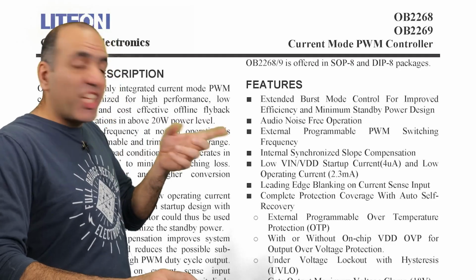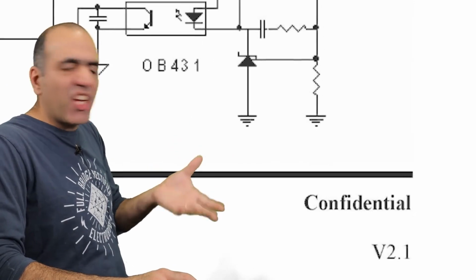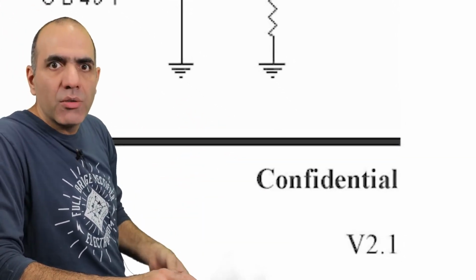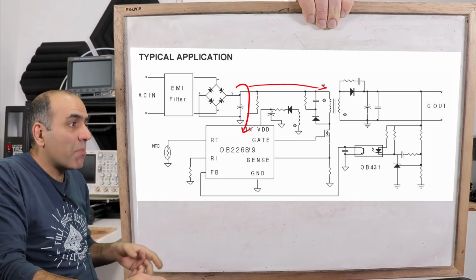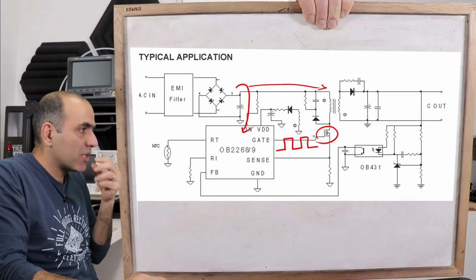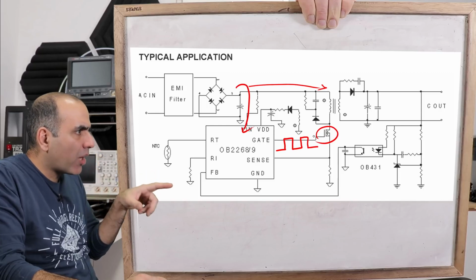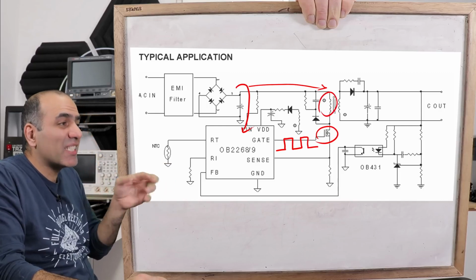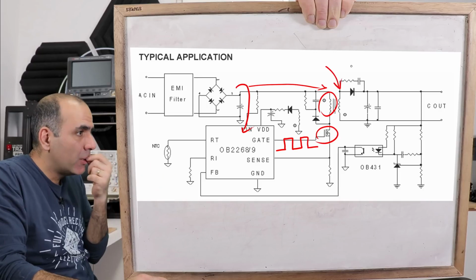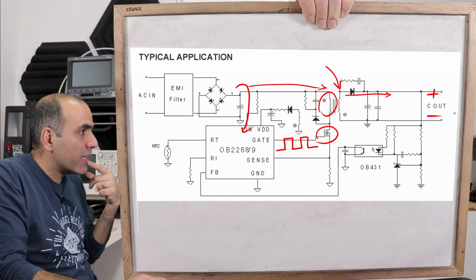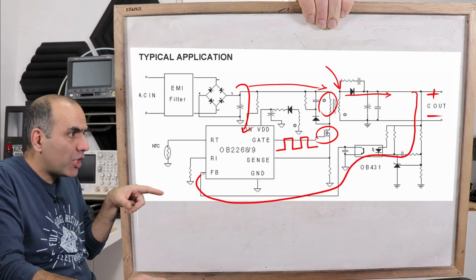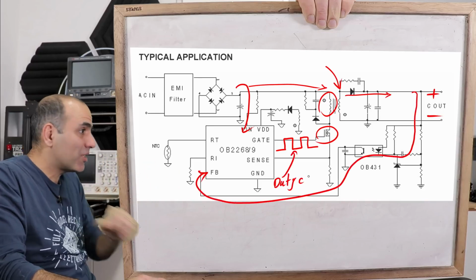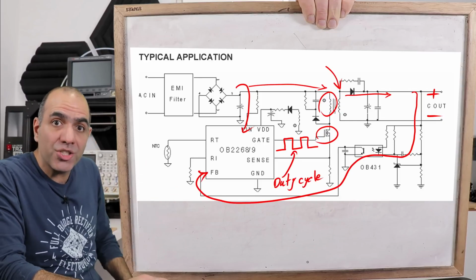They are using OB2269. I found the datasheet of the chip. Why does it even say confidential if it is available to public? So this control chip, powered by the rectified voltage, provides a PWM signal to this MOSFET that switches the primary of this transformer, creating a smaller output voltage here that is rectified into DC. The output voltage is sensed through an optocoupler back to the chip so it can tune the PWM duty cycle to fine-tune the output voltage.